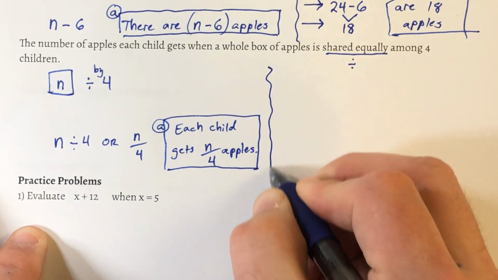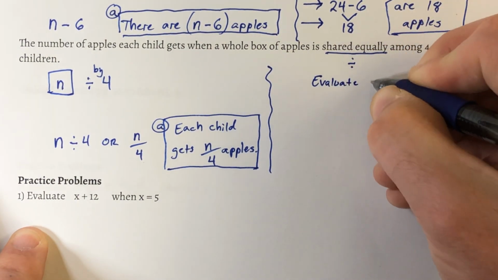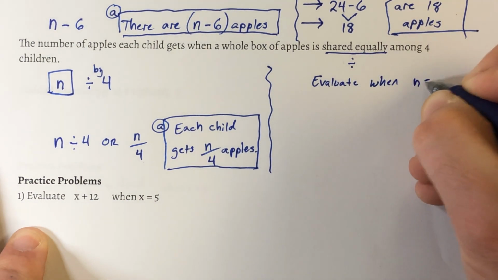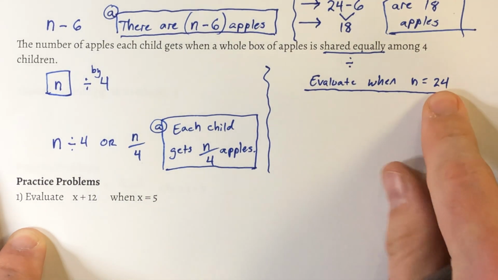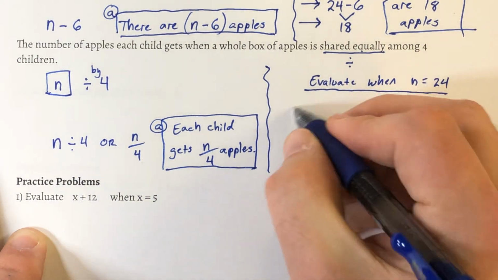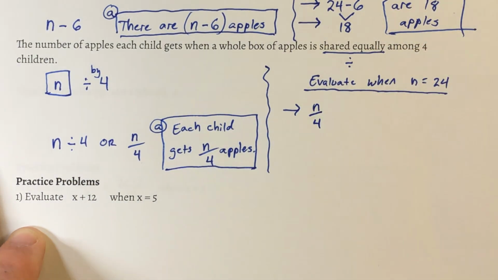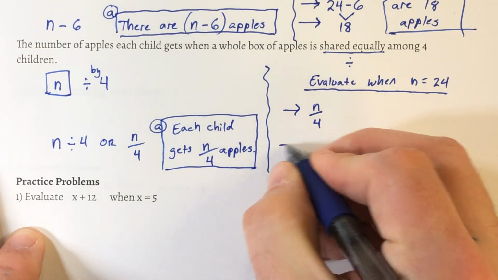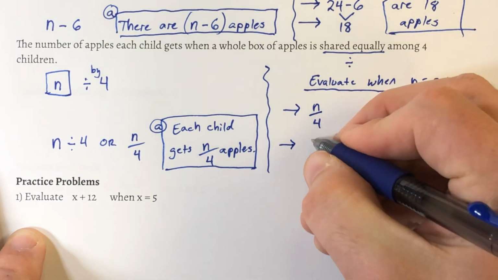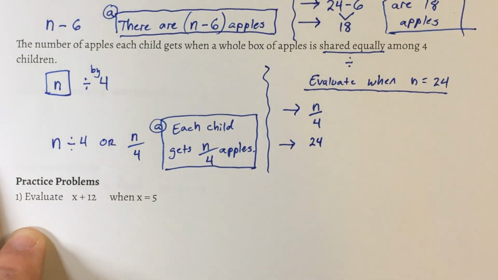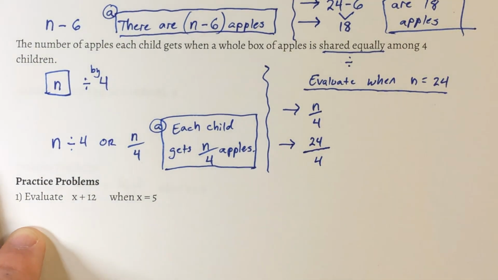Part B, we're going to evaluate when n equals 24. So it's kind of like pretend. Let's pretend there are 24 apples. So first step, you write down your expression, which was n over 4, or n divided by 4. Second step, you substitute or replace your variable or variables with the number given. So they're telling you that there are 24 apples. We're going to, again, divide by 4.